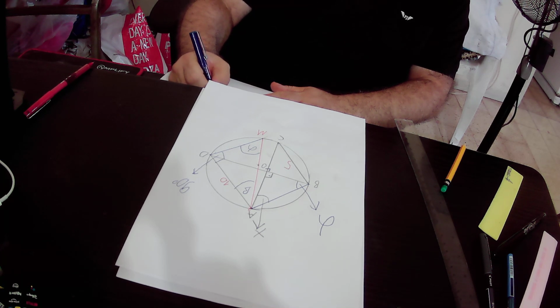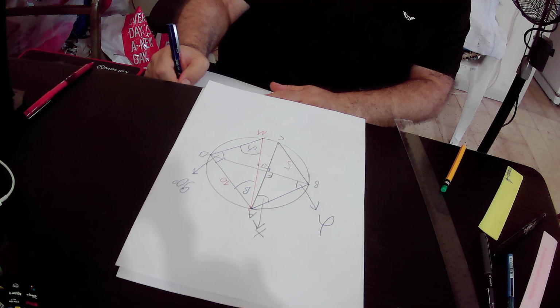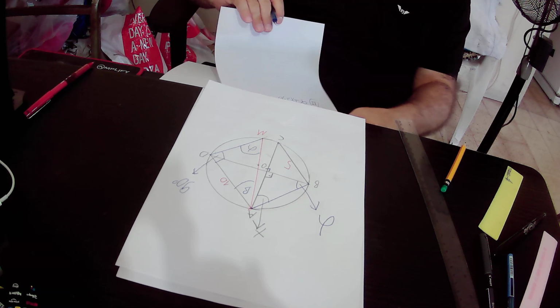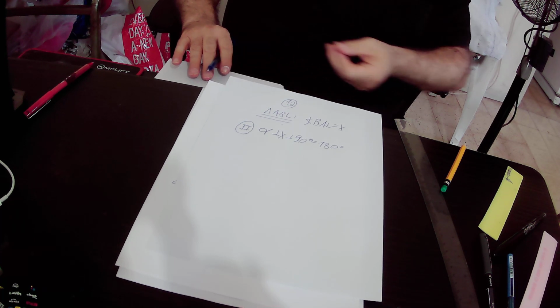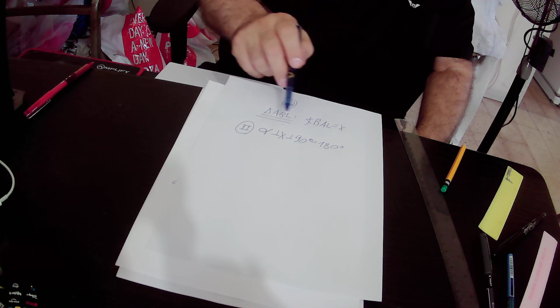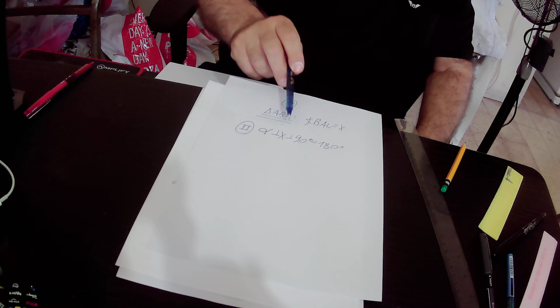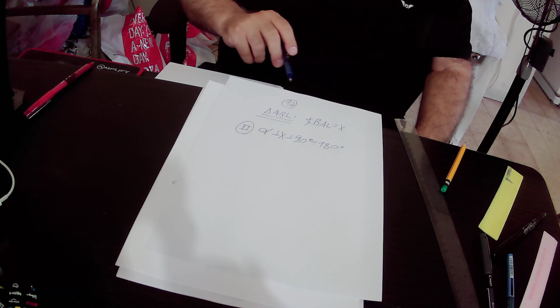Alpha plus x plus 90 degrees equals 180 degrees. So our second equation states that the sum of the angles in the right triangle ABL, that is to say alpha plus x plus 90 degrees, equals 180 degrees.